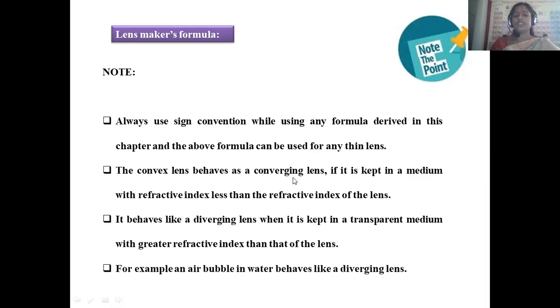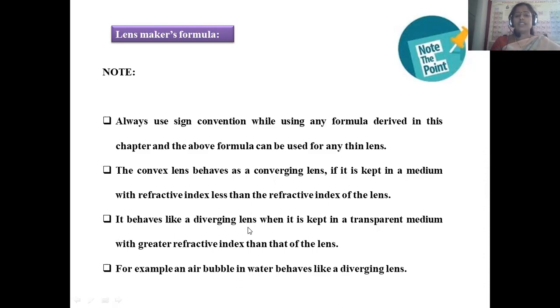A convex lens behaves like a converging lens. When the incident ray hits the convex lens, what happens? It converges at a particular point, so that it gives the image. The convex lens always works like a convergent lens when kept in a medium where the refractive index is less than the refractive index of the lens. So on one side air is there, on either side any thicker medium is there. In that case, the convex lens works like a converging one. One side air, another side water, for example. In that case, the convex lens gives the image because of converging rays.